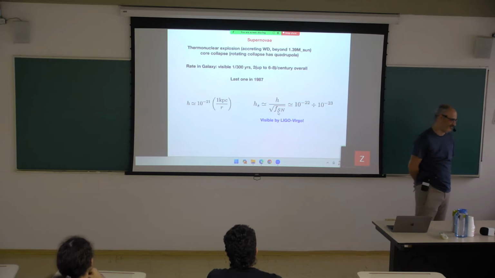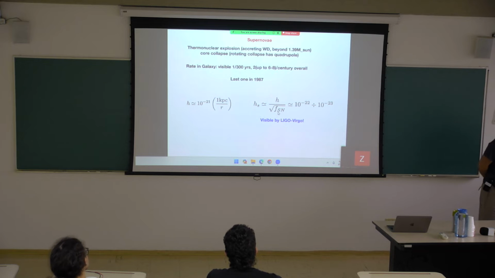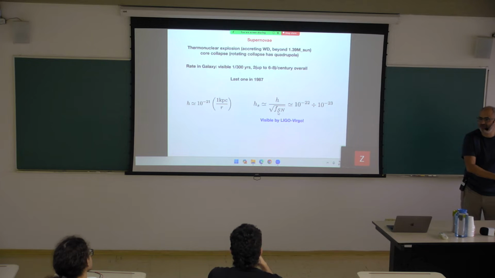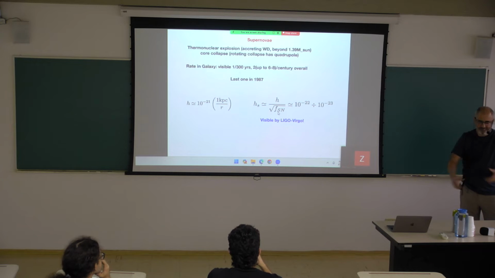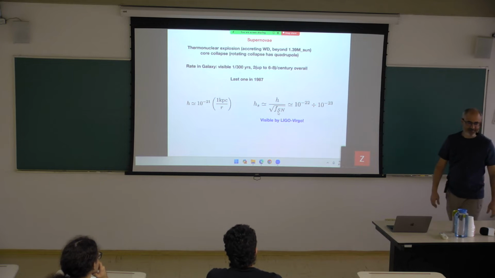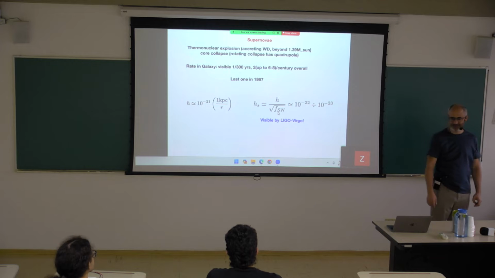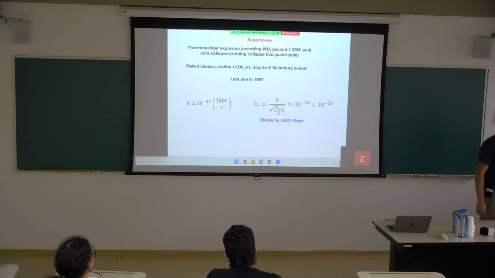We might be lucky. Okay, but this is certainly a signal better. I mean, the observation started in 2014, it should go up until 2040. It's a reasonable assumption that a supernova will be observed soon.